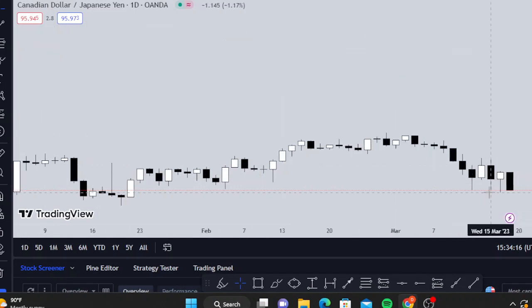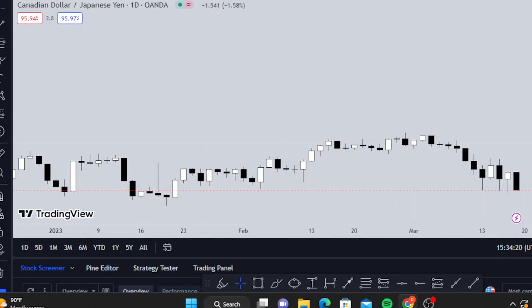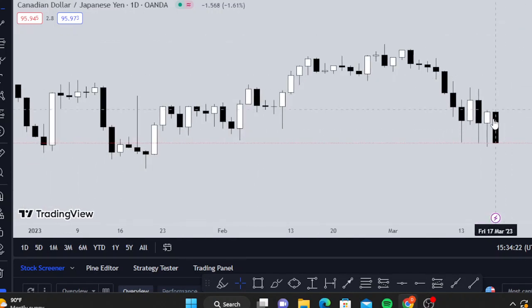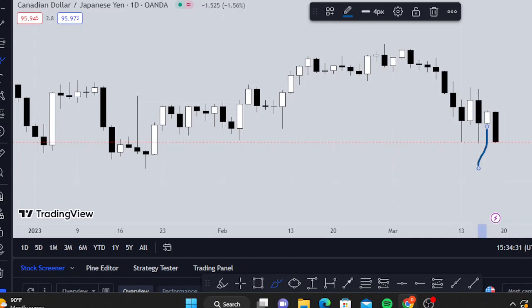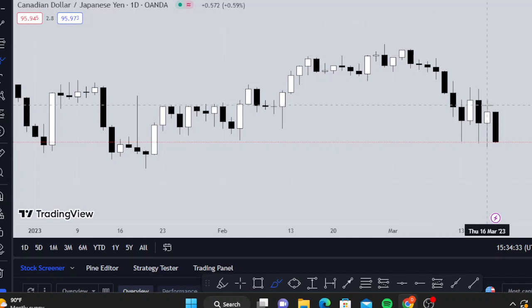Let's see another example of this candlestick here. You can see it, forming right in front of your eyes. See the candlestick. You can see it.